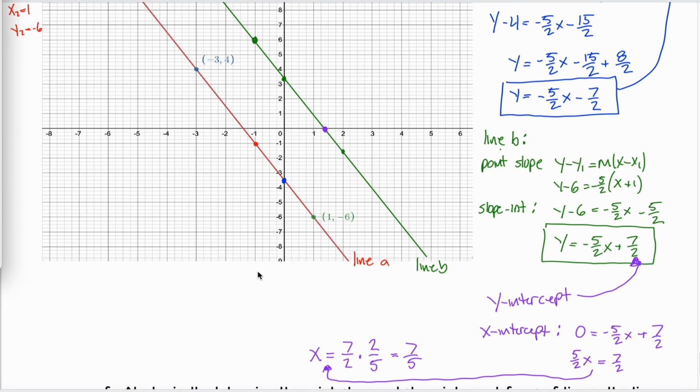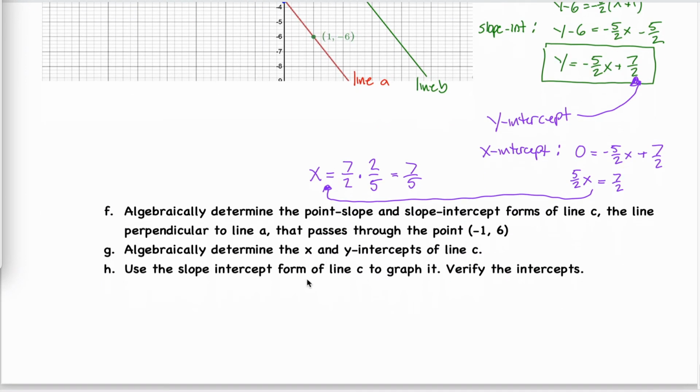I probably could call this video good here, but in the interest of showing you everything that we learned, or at least as much as possible in these videos, I want to do 3 more parts. I want to talk about a third line, which I'm going to call line C. And line C is a lot like line B. It's also related to line A. The only difference is now instead of being parallel to line A, we're going to be perpendicular to line A.